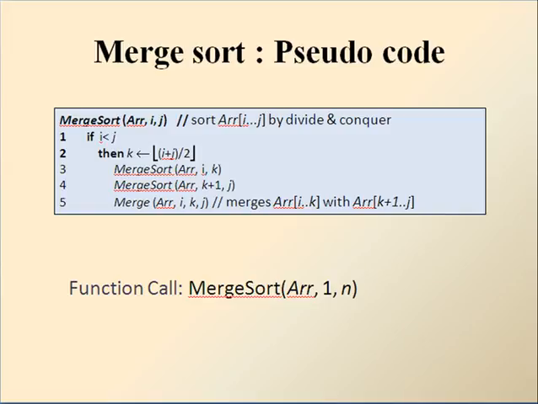So this is the pseudocode for merge sort. Merge sort of array, i, j. If i is less than j, then k equals floor of (i plus j) by 2. Then there is a recursive call of merge sort on array i to k, that is the left part, then merge sort on array k plus 1 to j, that is the right part, and then we merge, that is merge of array arr, i, j, k. It merges the left and the right array.